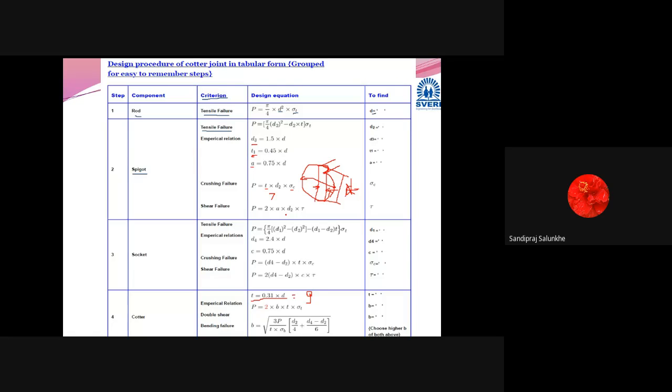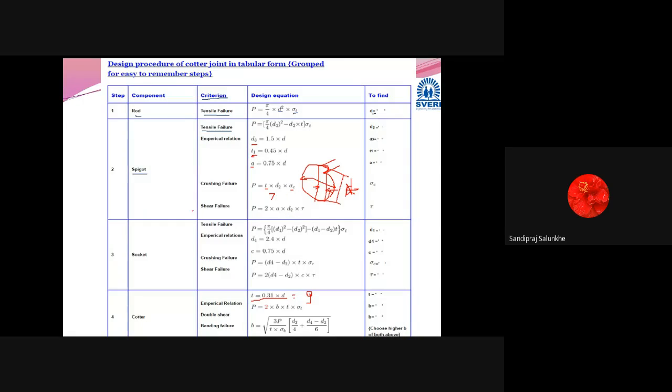Should I repeat it? I am repeating that from all these formulae, whatever is the highest value of the same parameter, the same dimension, which you are getting, that you have to consider for the dimension of that part.